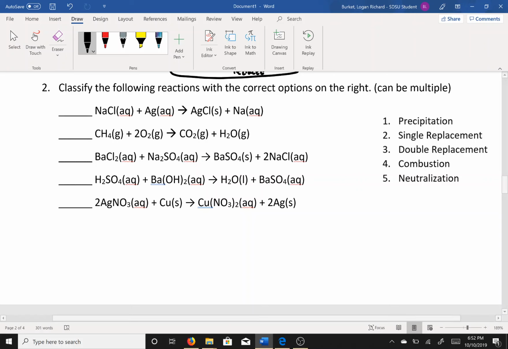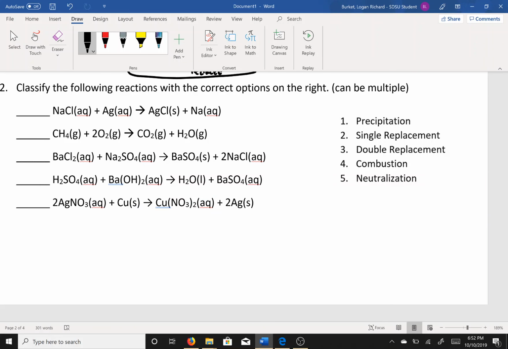So what I notice is it goes from aqueous state on the left, and then there's a solid formed, and it's also an aqueous on the right. So first off, we should probably define all of the types of reactions. Single replacement means that basically just one atom switches from being attached to one atom to the other one.